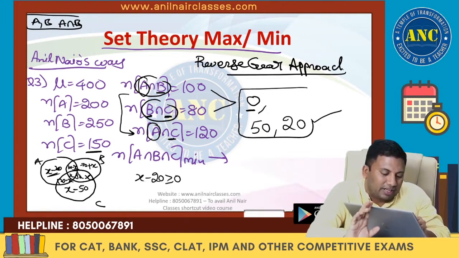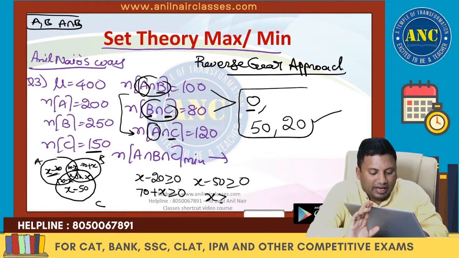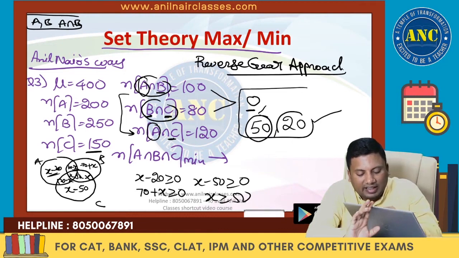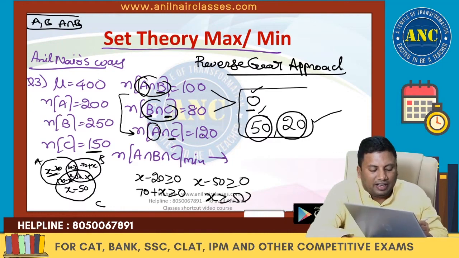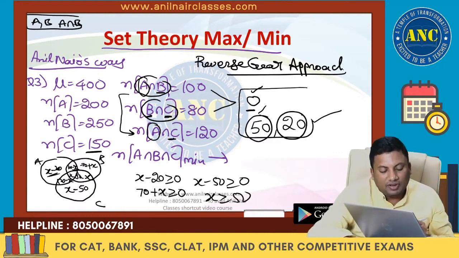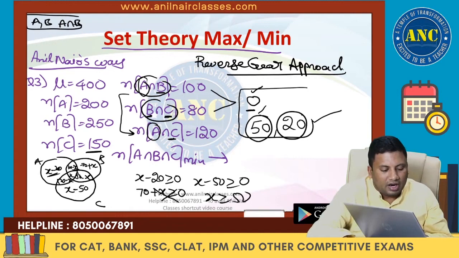x minus 20 greater than or equivalent to 0. 70 plus x greater than or equivalent to 0. x minus 50 greater than or equivalent to 0. x greater than or equivalent to 50. This is the value. x greater than or equivalent to 20. This is the value. Because you got a negative value, you substitute that value. Now in this one, which value will satisfy this question? It cannot be negative.